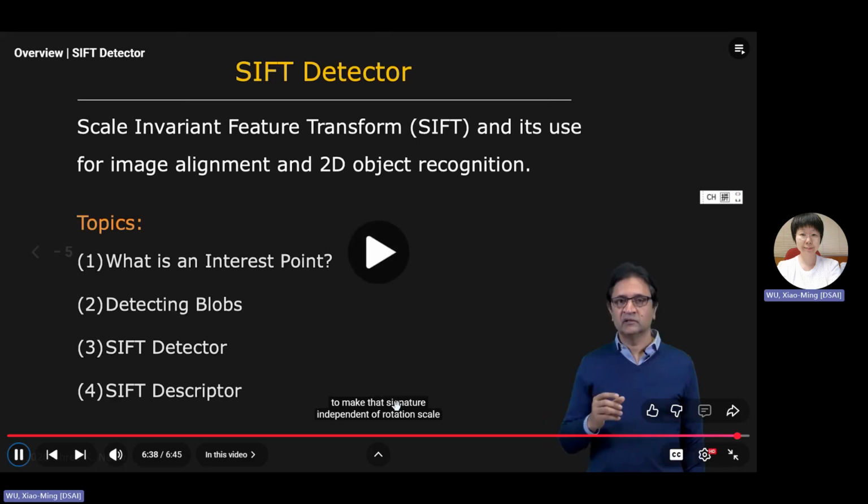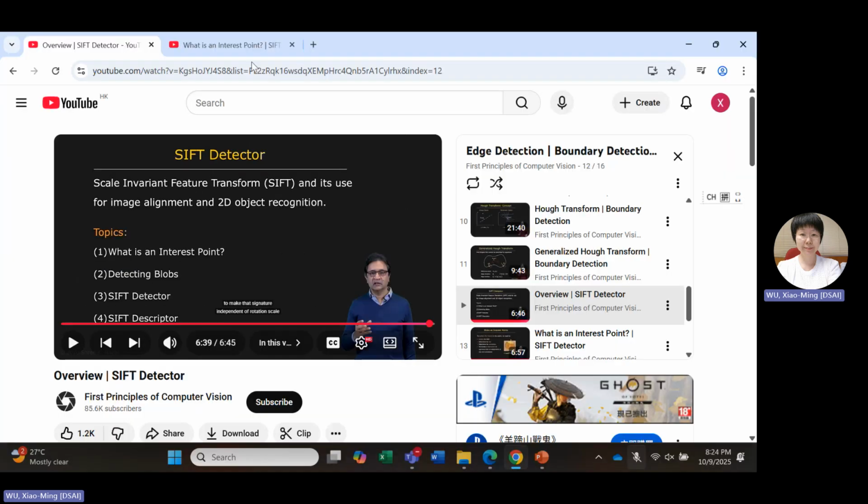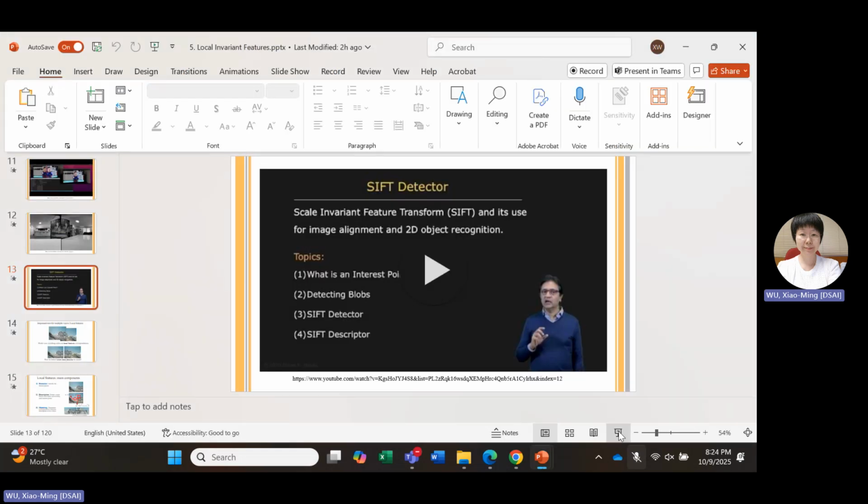Okay. Scale. So what is an interest point? Edges and corners. So corners are more interesting than edges. Edges are just not that interesting, because you cannot identify the location or the length of an edge.